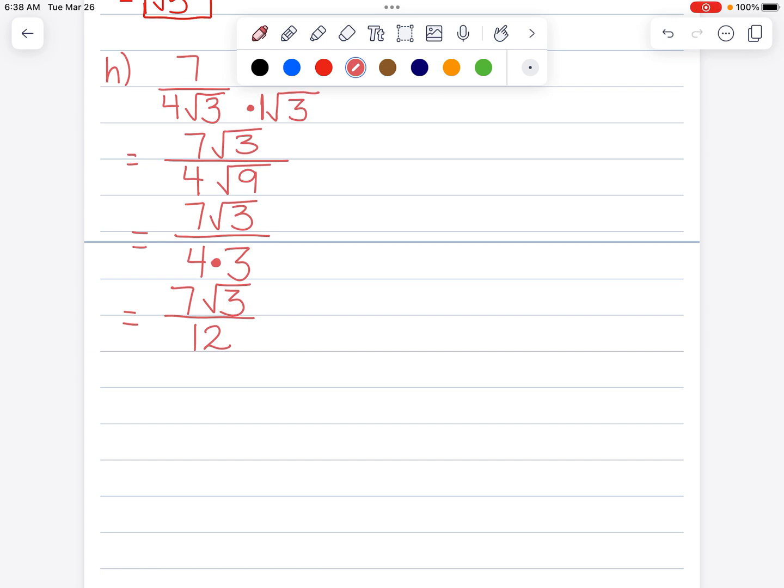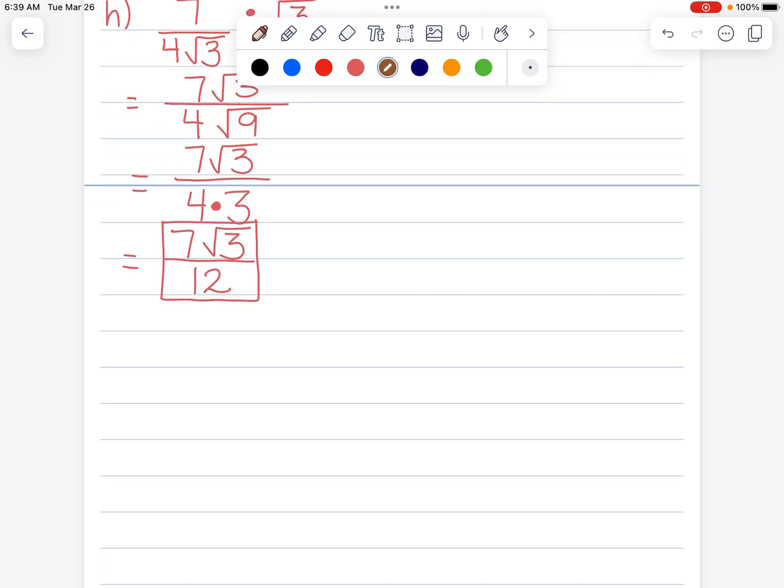Now at this point, once the square root's out of the denominator, I double check simplify. The square root of 3, well, 3 doesn't divide by any perfect squares. And I also check these, and 7 and 12 do not both divide by the same number. Therefore, this does not simplify. Our final answer is 7 square root of 3 over 12. Again, just a couple more examples.